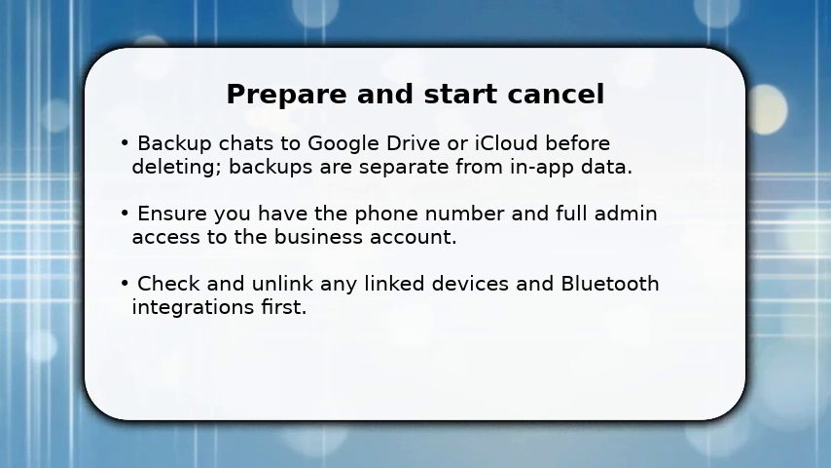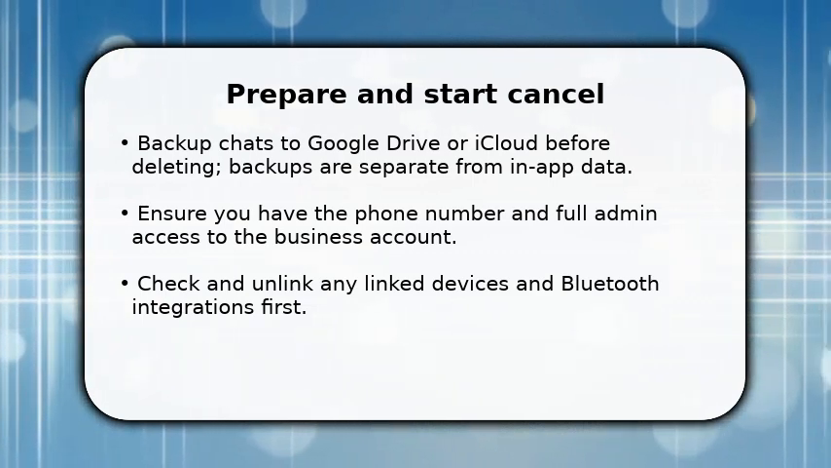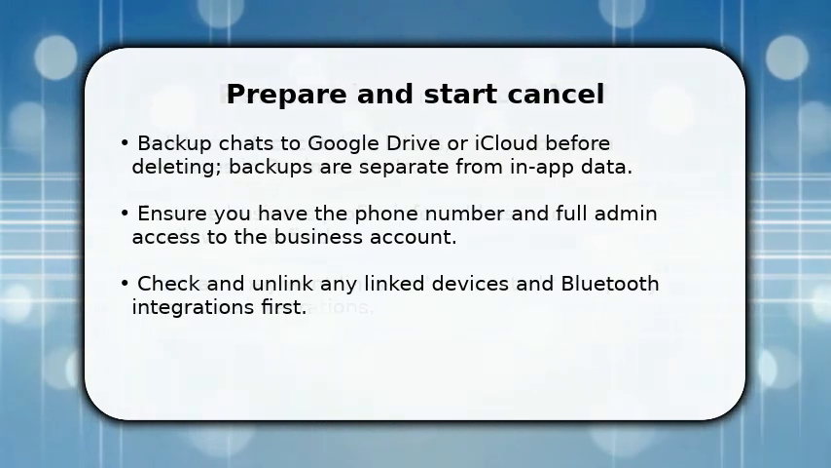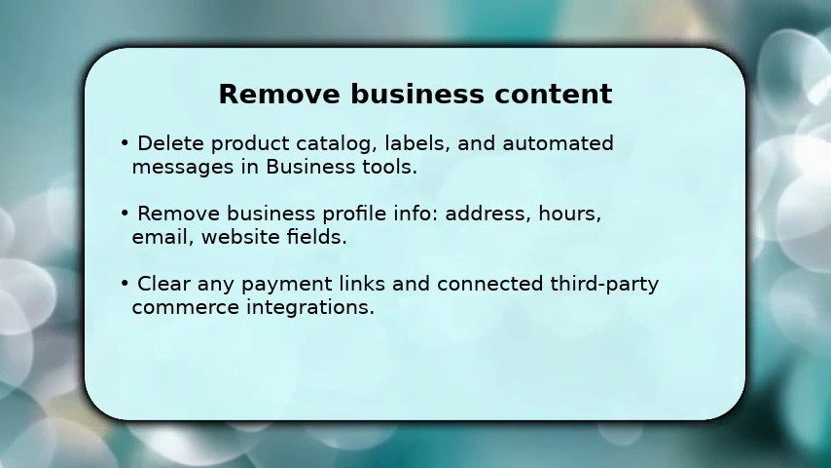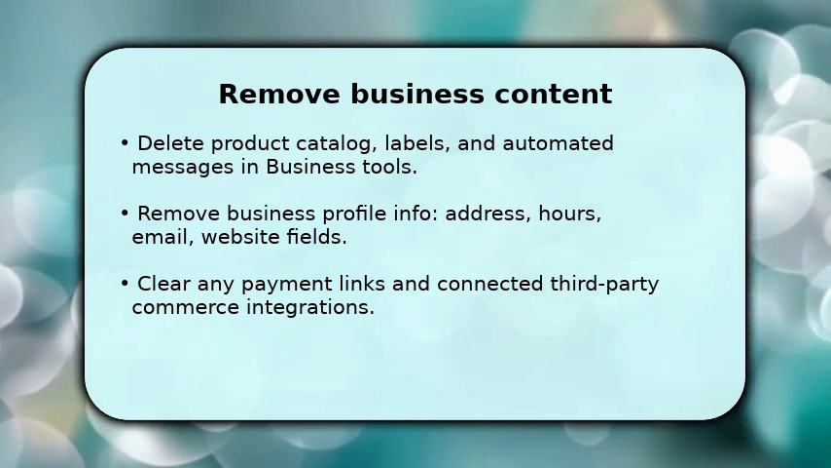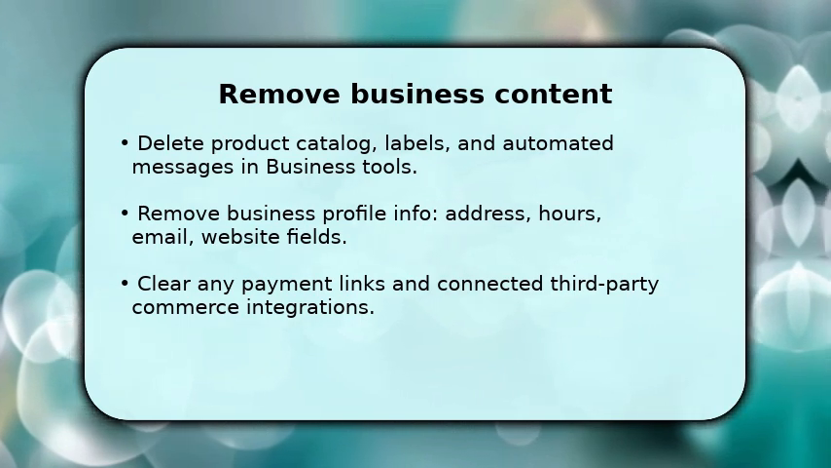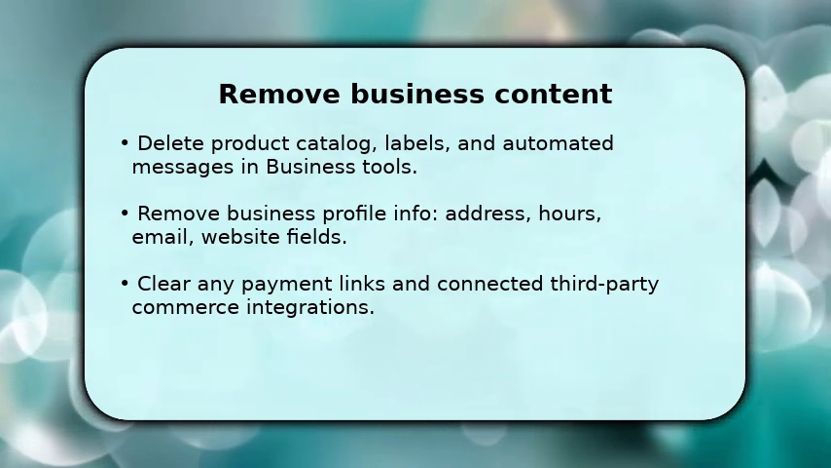Once devices are cleared, you'll move to remove business-specific content. Next, remove all business-specific content so customers don't see incomplete listings after deletion. Go to Business Tools and delete the product catalog, remove labels, and turn off automated messages and quick replies.